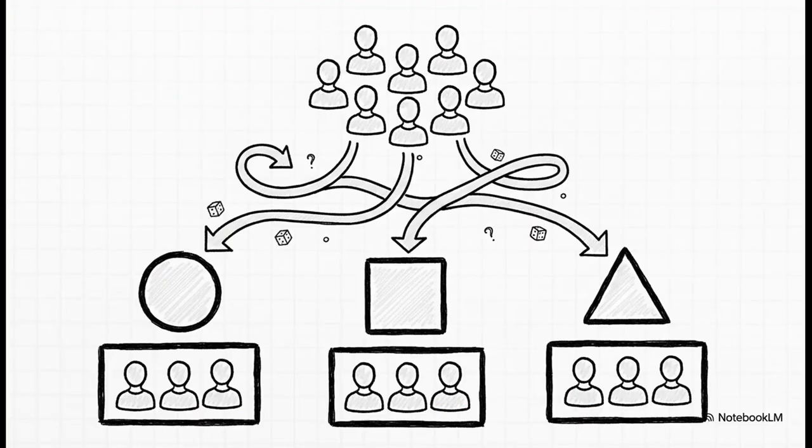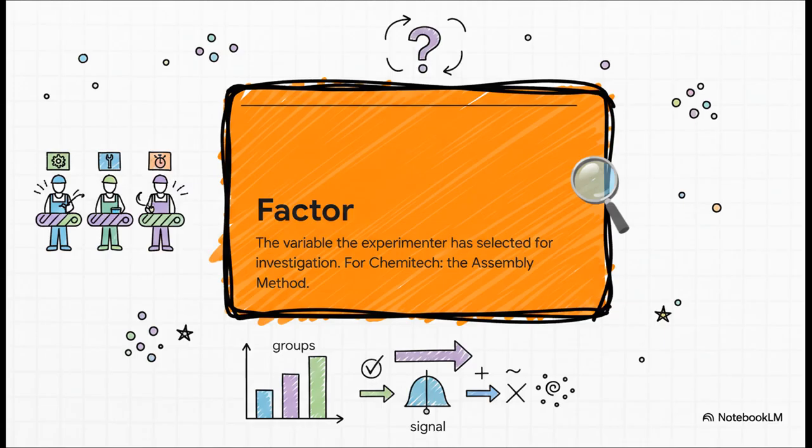So to make sure there's no bias, like accidentally putting all your fastest workers on one method, Chemetech does something called a completely randomized design. It's pretty straightforward, really. They just take 15 workers, randomly split them into 3 groups of 5, and then, you guessed it, randomly assign one of the assembly methods to each group. Totally fair.